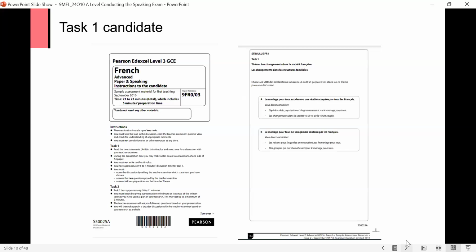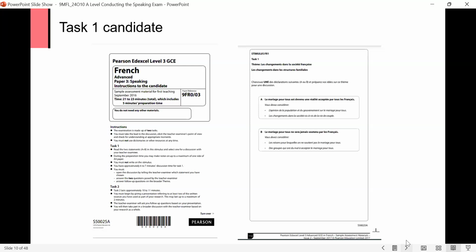So let's just have a look at the candidate card. Okay, so the candidate card looks like that, one side and the other. The candidate receives the card face up. They can then look at that only when they have selected their topic. So here, the candidate card, and you can see it's a French example, the candidates are given the task, they're given the theme, and they're also given the sub-theme. The theme, this is a French version, is changes in French society. The sub-theme is changes in family structures. And they have those 2 statements, A or B. As you will see, with each of the 2 statements, there are 2 bullet points.